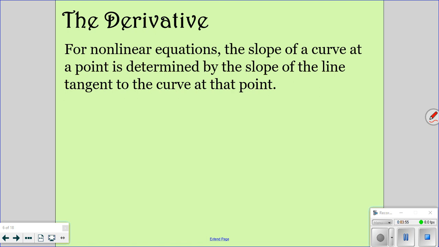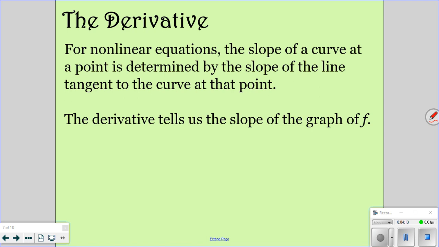For nonlinear equations, the slope of your curve is determined by the slope of the tangent line to the curve at that point. And we talked about that a couple of lessons back. If you want to find the slope of a curve at a particular point, you have to look at the tangent line at that point. And the derivative is going to tell us the slope of your graph. You need to learn that derivative and slope are synonymous with each other in calculus. So derivative and slope, same thing.